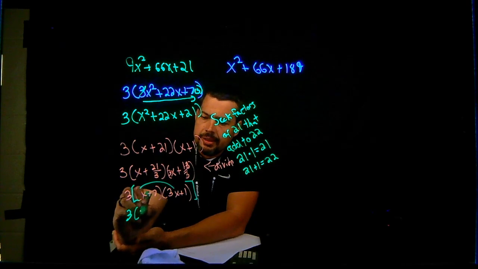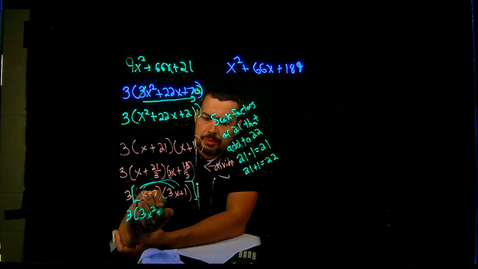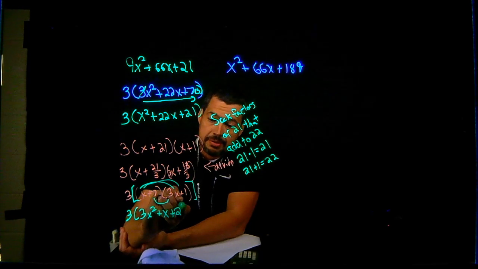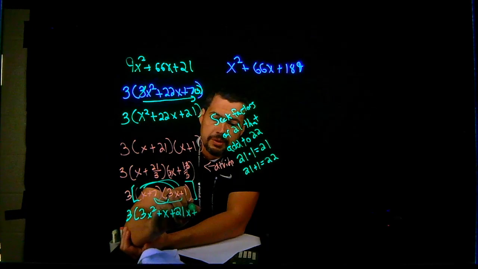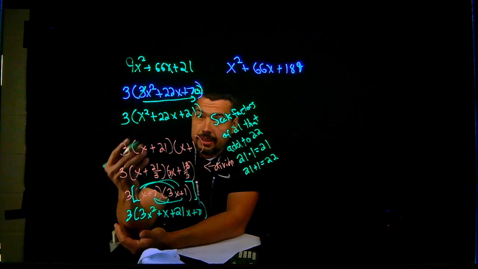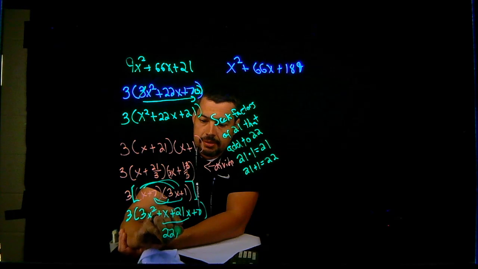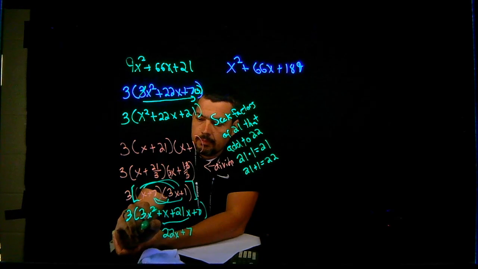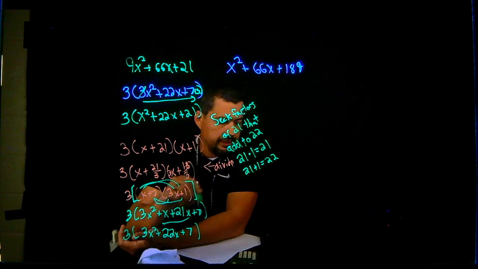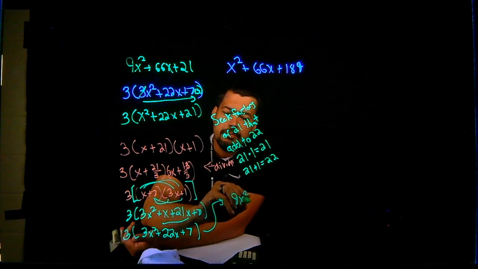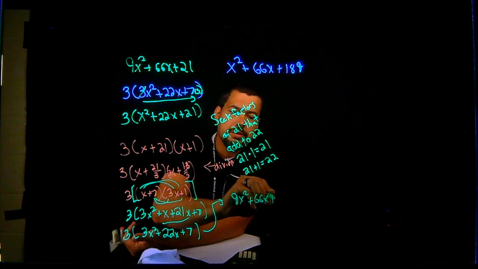X times 3 is going to be a 3x squared because x times x is x squared. Don't be the kid who doesn't know that. X times 1 is an x. Moving to the inside here, we have 21x because 7 times 3 is 21. And then 7 times 1 is plus a 7. And the last thing is another distributive property. After we combine some like terms here, that's going to be a 22x, and we're just going to distribute that 3 in. So if we distribute that 3 in, we'll have 9x squared plus 66x plus 21.